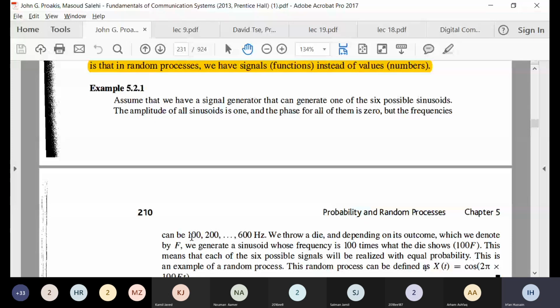If dice is 1, the frequency will be 100 times 1. So frequency will be 100F, where F is the output of a dice. You just multiply by 100. 100F becomes the frequency of your signal generator. All right, so we have combined the output of a random experiment, which goes from 1 to 6, and we have mapped it to a number, which now generates a signal. So it becomes a random process.